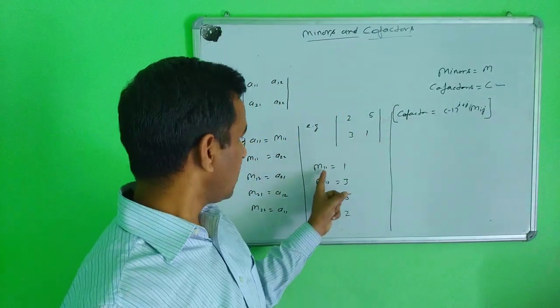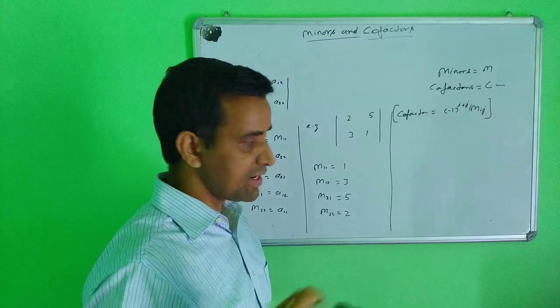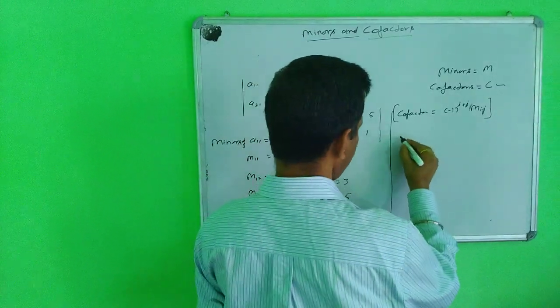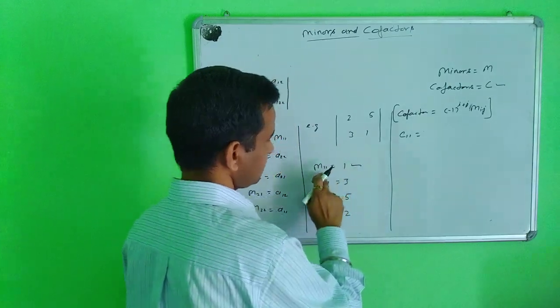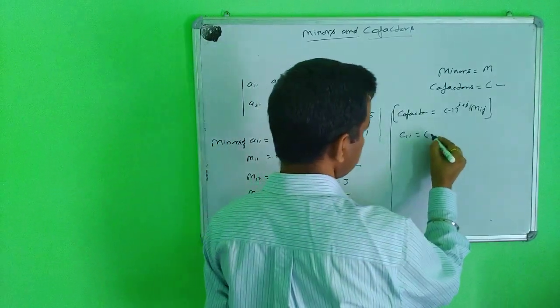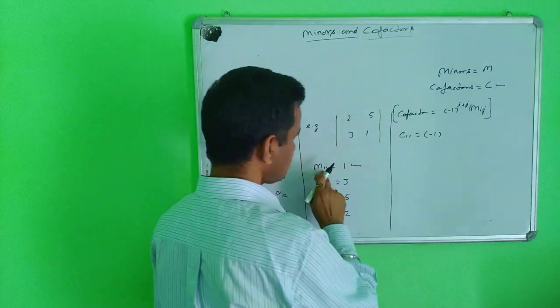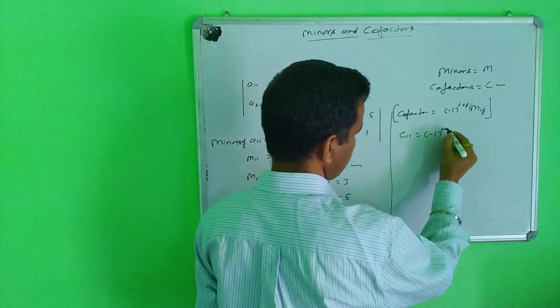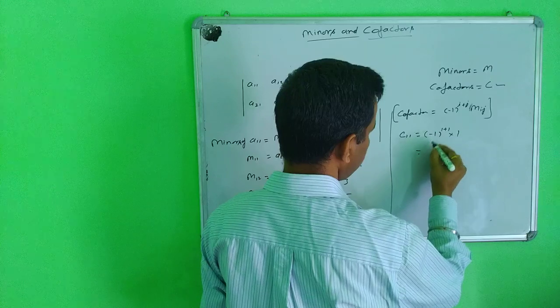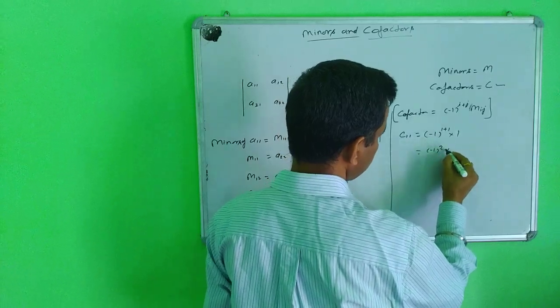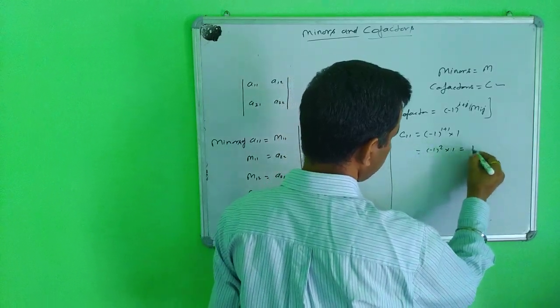Suppose we are finding the cofactor C11. What is the cofactor of this element? Minus 1 to the power 1 plus 1, times M11, which is 1. Minus 1 to the power 2 is 1, so the result is 1.